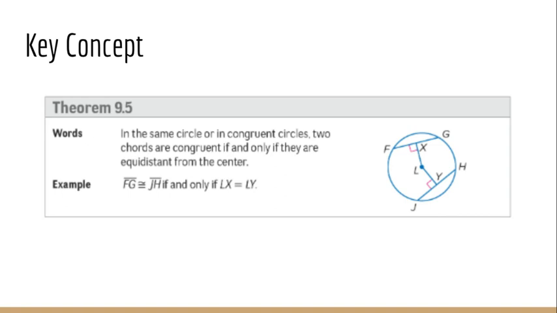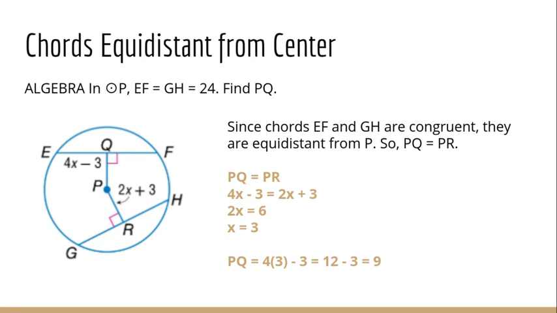Our next key concept is in the diagram. In the same circle or in congruent circles, two chords are congruent if and only if they are equidistant from the center. So if two chords are equally distant from the center point, then those two chords are congruent. Here's an example. In circle P, EF equals GH, which also equals 24. We want to find PQ. So since our chords EF and GH are both 24, we can conclude that PQ and PR are congruent to each other, equal to each other, due to our theorem that we just stated.